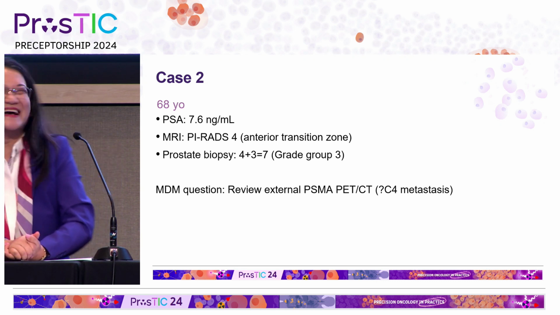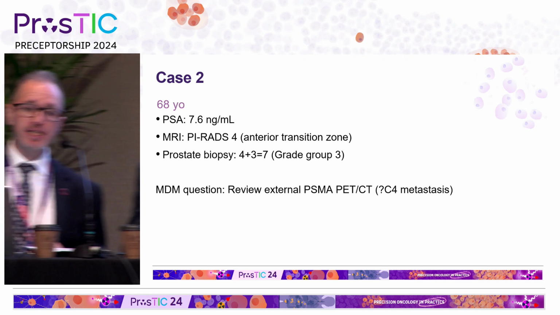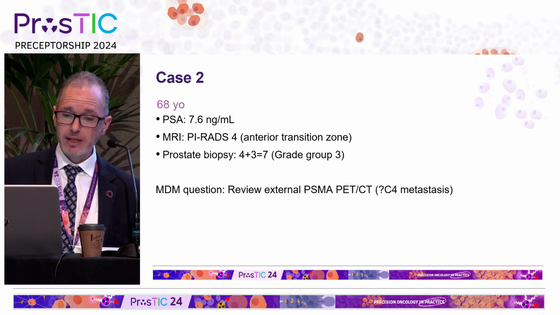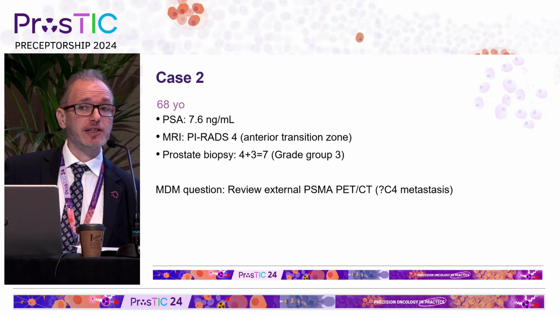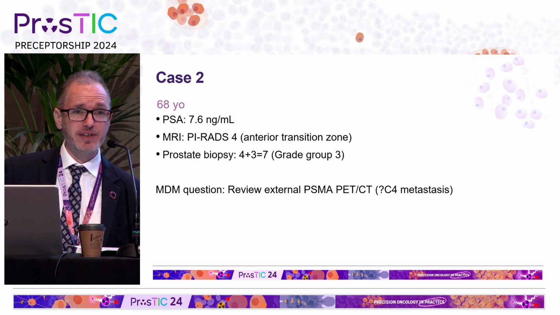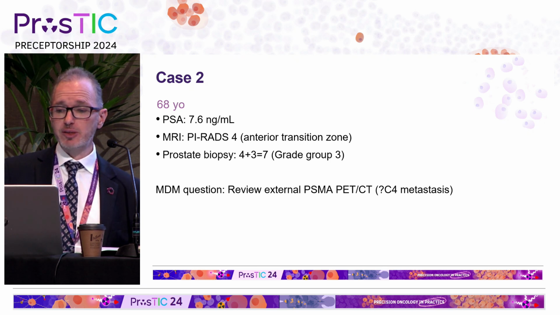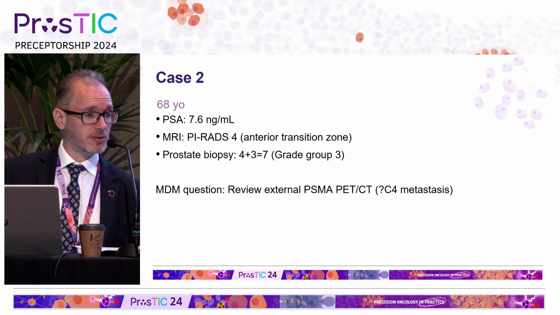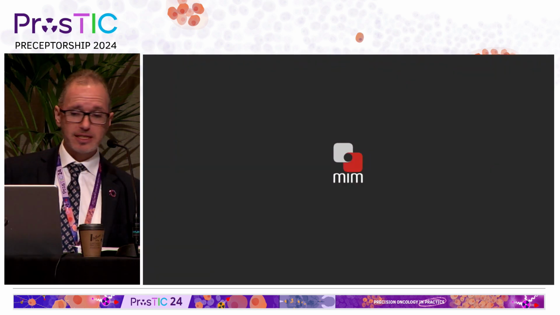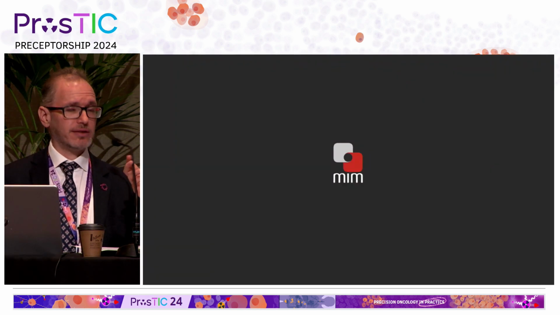Case 2. So this is a 68-year-old patient with a PSA of 7.6, PIRADS 4 lesion. Biopsy shows a 4 + 3 = 7, which is a grade group 3, so a clinically significant intermediate to high-risk prostate cancer. And we were asked to review an external PSMA PET CT, which reported a possible metastasis in C4 vertebral body.